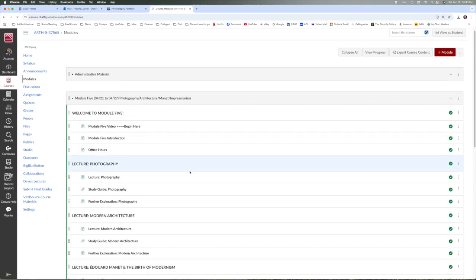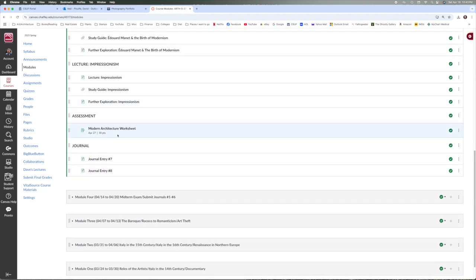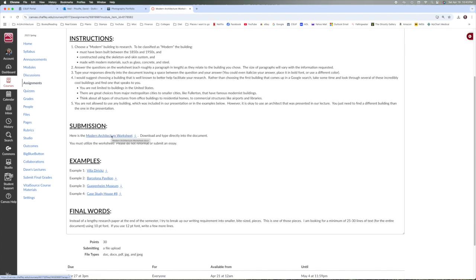And then finally, actually not quite finally, we do have a modern architecture worksheet project. What you're going to do is download the worksheet. You're going to then fill out all the questions as you're going to choose a modern architecture building to write about and do some research on. The only caveat is you cannot choose a building from the lecture, nor can you choose the buildings from the examples. However, it is totally okay to use an architect.